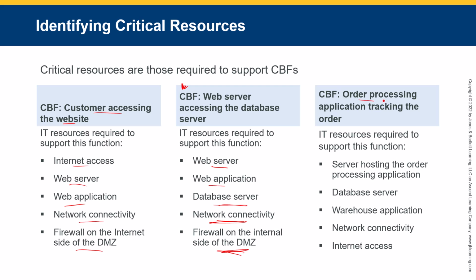Order processing: the server hosting the platform, the database, the warehouse, network connectivity, and internet access at the bottom. And in reality, you could probably also do firewall and controls towards the bottom as well. There has to be some form of control and access.